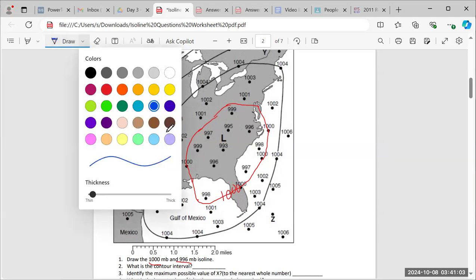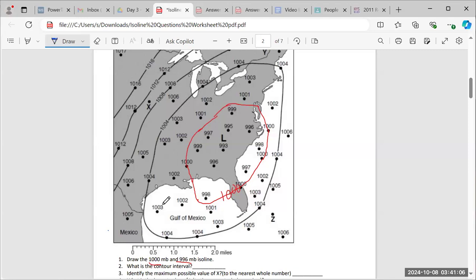And I'll do the same for the 996. 996 is right here. I have to ask myself, can 996 fit in between 993 and 997? Yes, it can. Can 996 fit between 993 and 1000? Yes, it can. It could also fit between 993 and 998. I connect 996. 996 can fit in between 995 and 999, and 996 can fit in between 993 and 997. And boom. I'll label this 996.